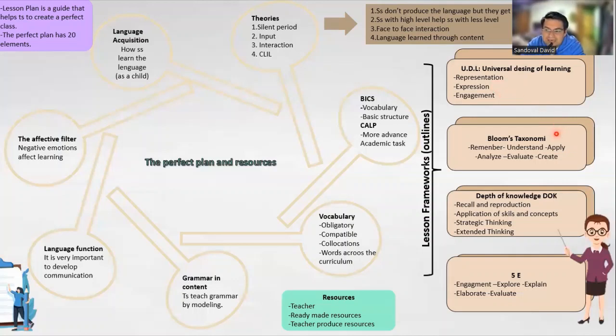The next lesson framework is Bloom's Taxonomy. Bloom's Taxonomy is a toolbox that a teacher or a student can use to classify and organize learning objectives. Its most popular version is based on the cognitive theory. In this case, we have 6 stages. The number 1 is remember, number 2 understand, number 3 is apply, number 4 analyze, number 5 evaluate, and number 6 create.